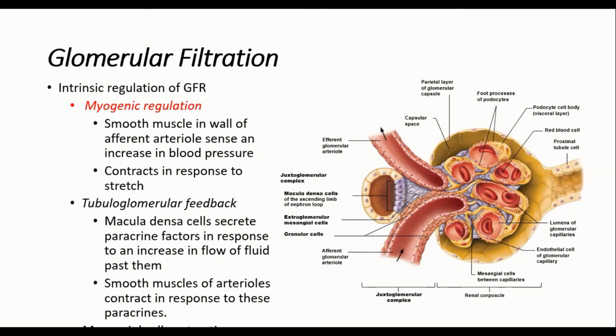We also have mesangial cells. The mesangial cells are sitting on the glomerulus itself. So they're not strictly smooth muscle, but they're also going to contract when we have higher pressure in the glomerulus. So they're going to restrict blood flow and therefore stop us from losing too much fluid due to a change in blood pressure.